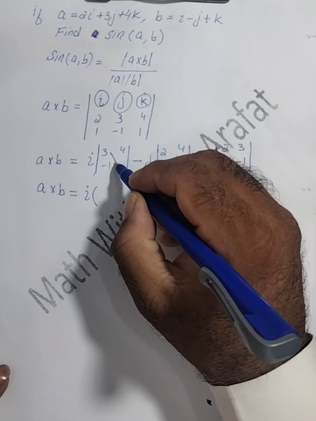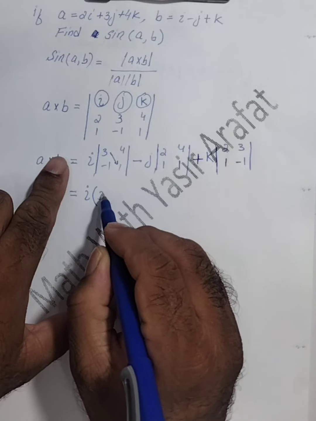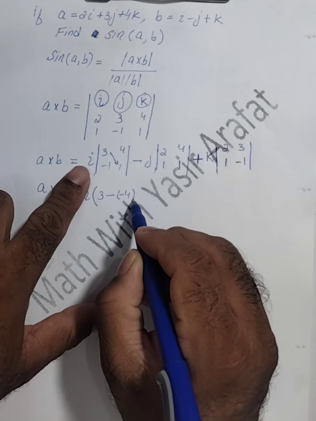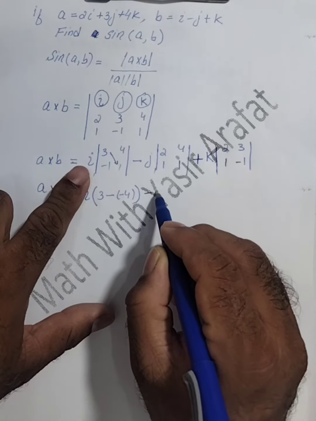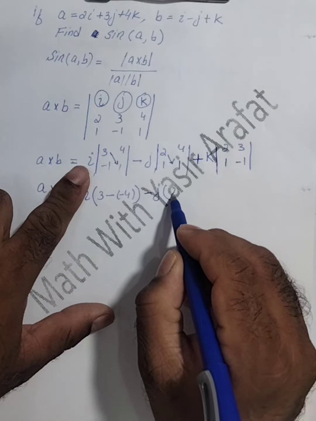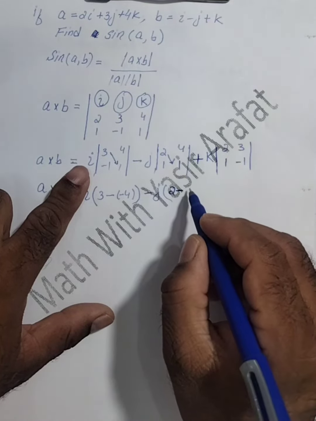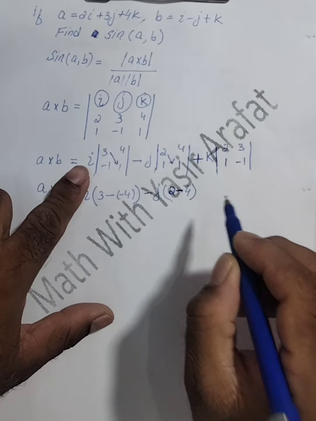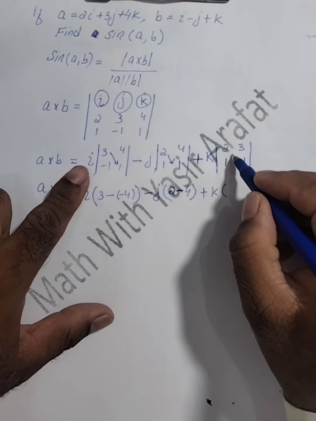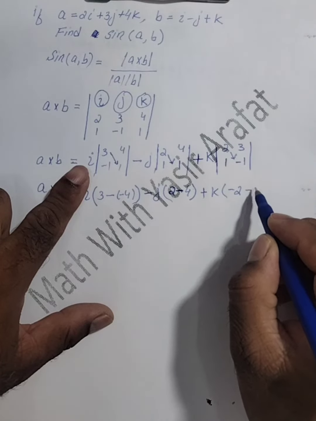Now we have to simplify these minor determinants. So 3 multiplied by 1 is 3, minus 1 multiplied by 4, that is minus 4. Then j: 2 multiplied by 1 is 2, minus 4 ones are 4. Then k: 2 multiplied by minus 1 is minus 2, and 3 multiplied by 1 is 3.